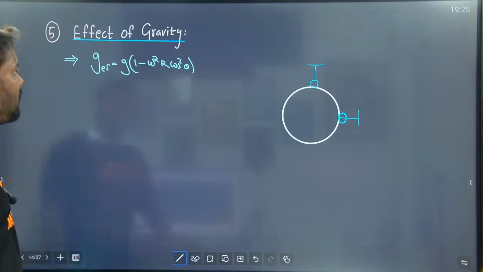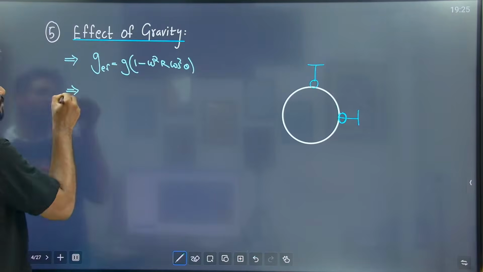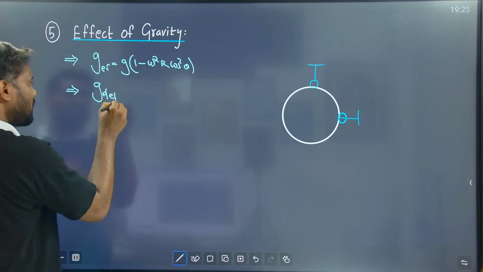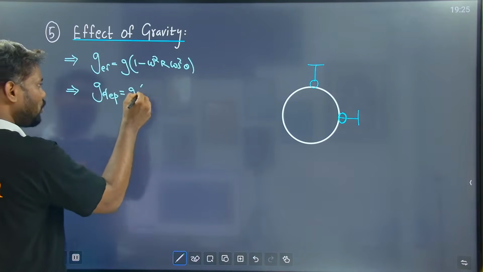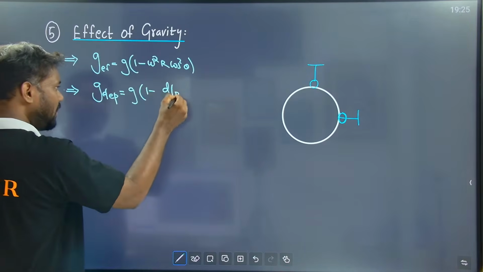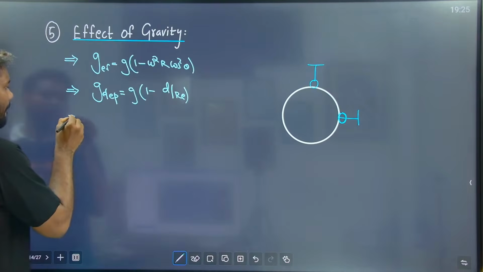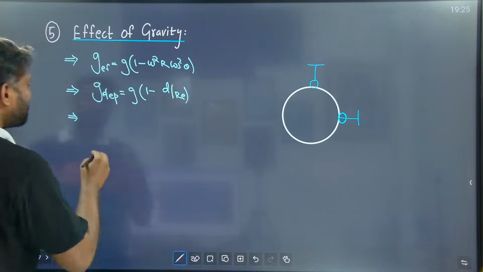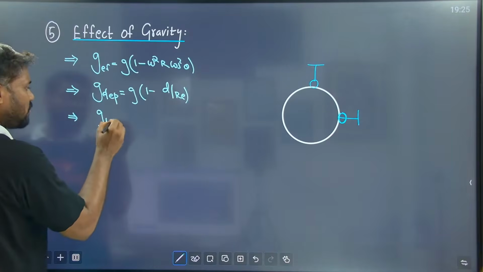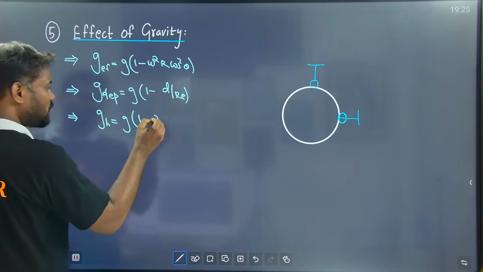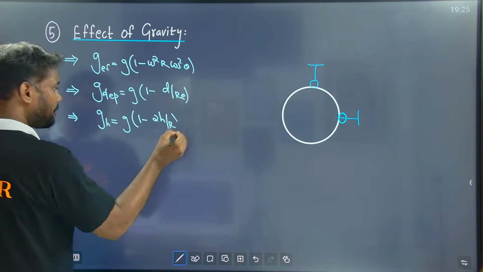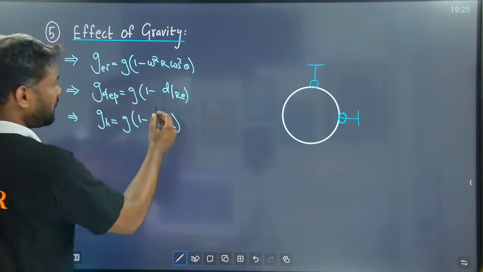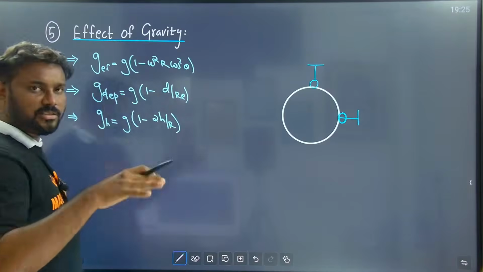Yes or no? Next, very important, because of depth. If I take depth d, the acceleration will be g into 1 minus d divided by Re, the radius of the earth. Next is altitude. As we go higher, at height h, g is equal to g into 1 minus 2h divided by R. Right? This must be known clearly.